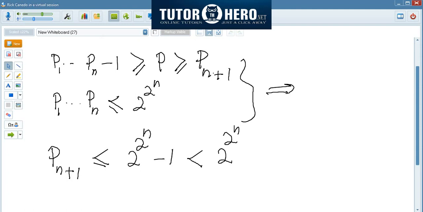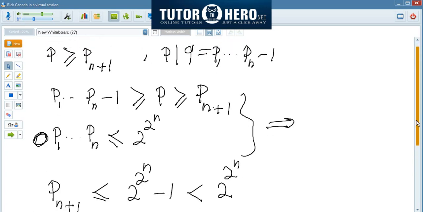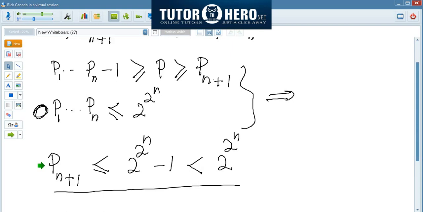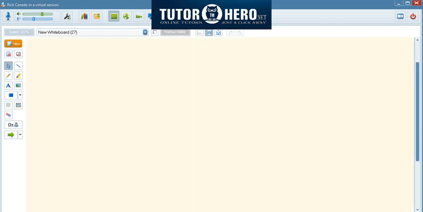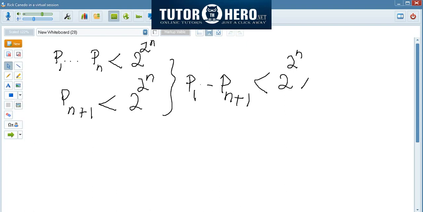Now I'm going to combine this inequality with, again, the hypothesis, this inequality. I'm going to combine this one with this, to conclude the inequality that I'm looking for. So what I got was that p1 through pn is less than 2 to the n, and I also showed that p sub n plus 1 is less than 2 to the n. This is also what I showed. If you combine these two, what do I get? I get p1 through pn plus 1 is less than 2 to the n times 2 to the n, which is 2 to the n plus 1. And this completes the proof.